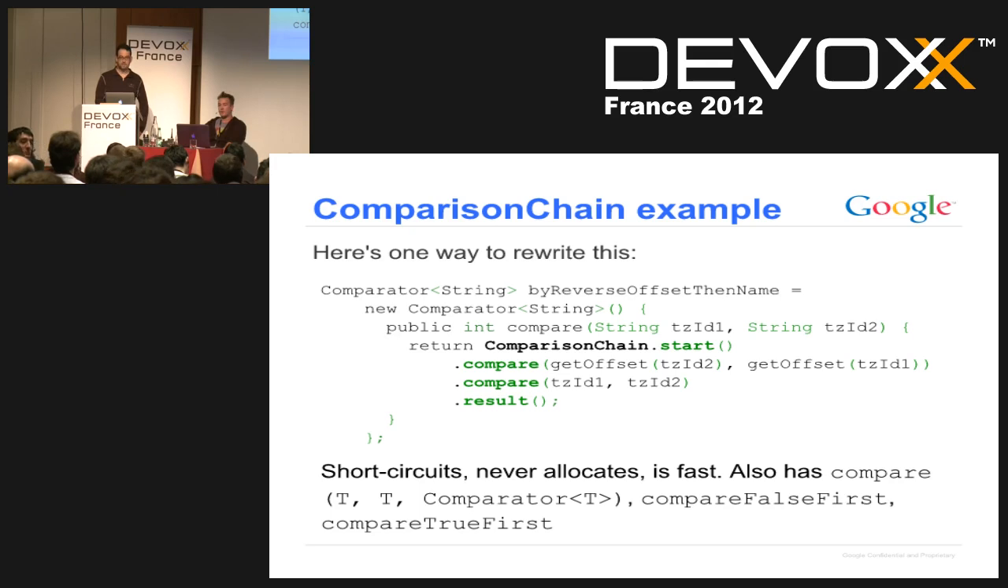So the comparison chain also has overloads to compare all the primitive types, like ints and longs and doubles. It also has methods for comparing booleans, so you can call compare false first or compare true first. And if you want to compare objects with a specific comparator, you can pass that in as well. It's short-circuiting. It never actually has to allocate any instances, and it turns out to be pretty fast for those reasons.